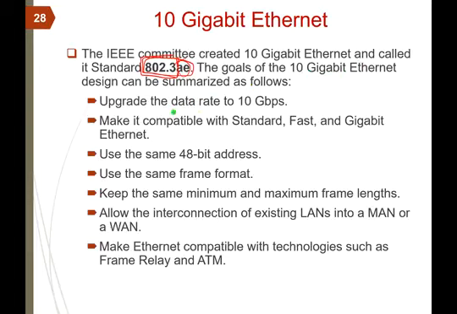The goals of this standard are to increase the data rate to 10 gigabit per second, and make it compatible again with standard, fast, and gigabit Ethernet, so they can all work together. Keep the same physical address or MAC address, use the same frame format, and keep the same minimum and maximum frame lengths. So again, all the same as before. Allow the interconnection of existing LANs into a MAN or WAN. Of course, make Ethernet compatible with technologies such as frame relay and ATM. We will not study these.